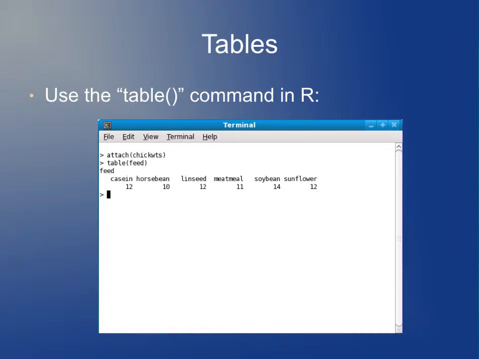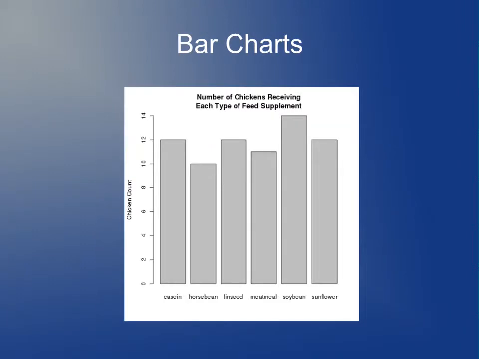But if you want something that looks cooler to put on your poster or something like that, you can use some graphical approaches. In particular, you could try bar charts, as illustrated here. Bar chart, once again, is hopefully fairly self-explanatory. The y-axis here is just the number of chickens that got each type of supplement, and you can see a different box for each different type of feed.